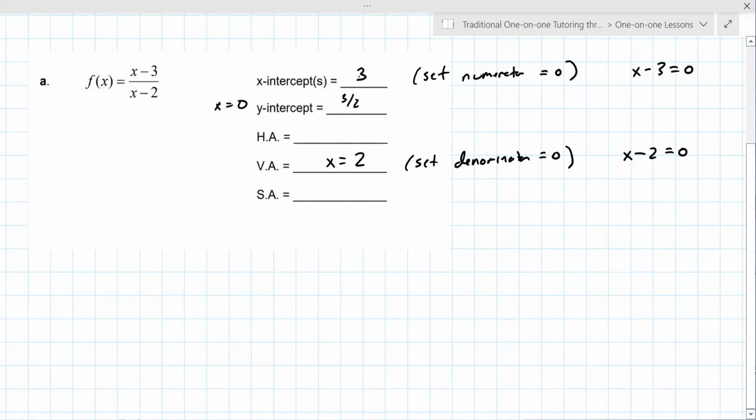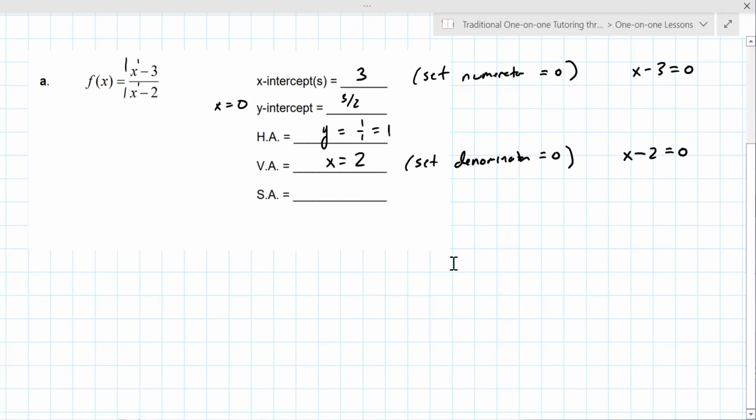All right. Now the horizontal asymptote depends on the degree of the numerator and the denominator. So the degree of the numerator is 1. The degree of the denominator is 1. When those are the same, and there's actually a couple of different cases, it's just the ratio of the leading coefficients here. So it ends up being y equals 1 over 1, which is 1. Okay, there are no slant asymptotes.